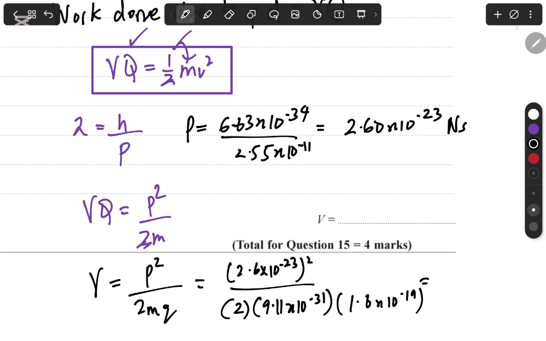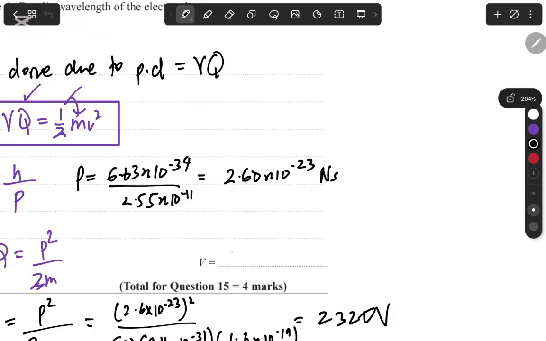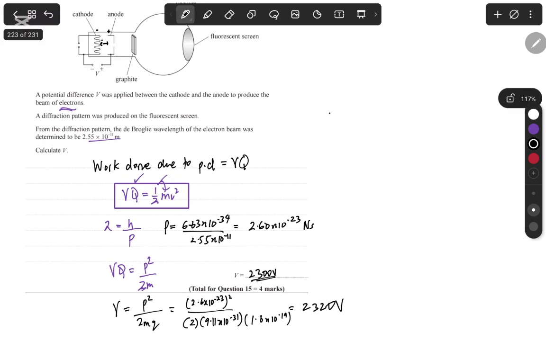So I've plugged in all the values there. And now I'm going to find the value of the voltage. Again, the mass of the electron and the charge are in the data booklet. So we're going to get the value for the potential difference as 2320 volts. And then you can write it here as 2300 volts. So that's the value of the potential difference.